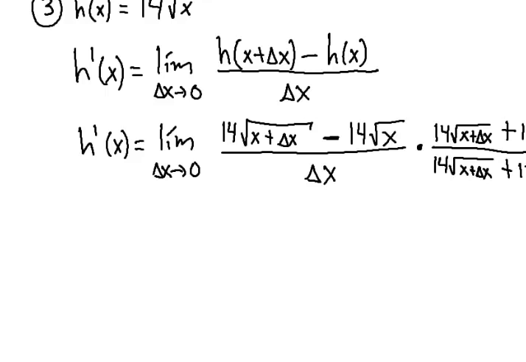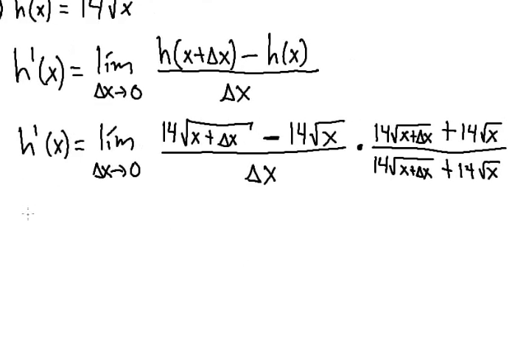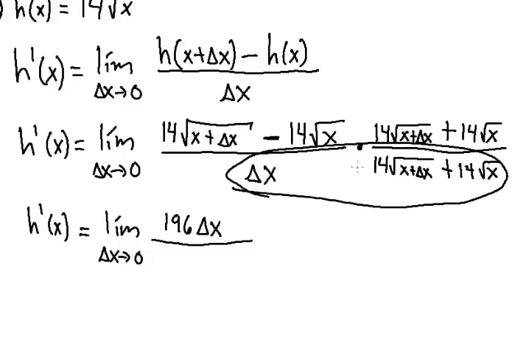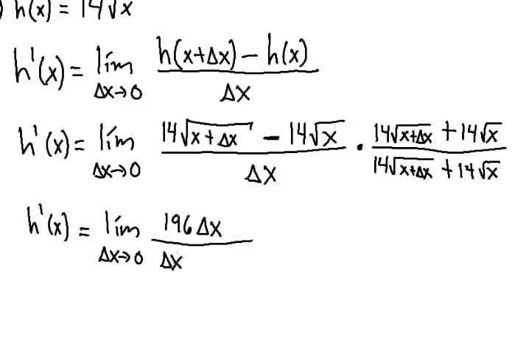The answer for that original multiplication of numerators will be h prime of x equals limit as delta x approaches 0 of 196 delta x divided by. Now, how do we multiply this? Well, we don't. We just need to put them in parentheses, and that's it. So the delta x, I'll copy it. And the other denominator, I'm not going to multiply with it. I'm just going to put it inside parentheses as a pending multiplication.